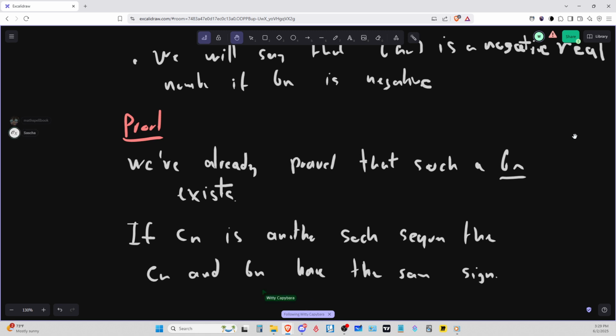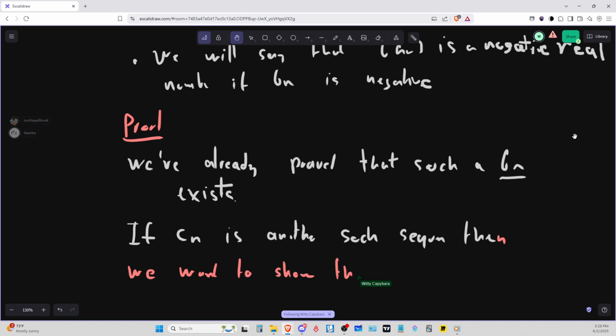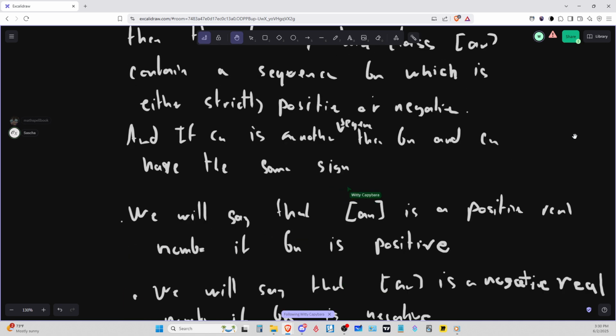Now what we're going to do is show that Cn and Bn have the same sign. Maybe here I will just change the statement. So this is another such sequence. Then we want to show that Cn and Bn have the same sign. I didn't prepare the proof, so it might be a mess, but let's do it.